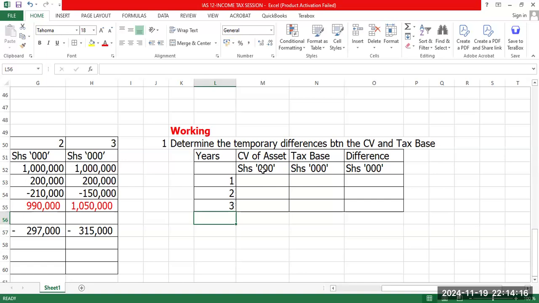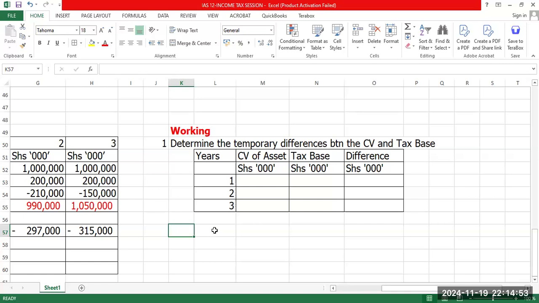The question is, do you have carrying value? Remember, for you to get carrying value of an asset, you look at the cost minus its accumulated depreciation. So you don't have the carrying value of an asset. You don't have the tax base. How do you get the tax base of an asset? You get the cost minus the accumulated tax depreciation. So we need also to do workings for this.